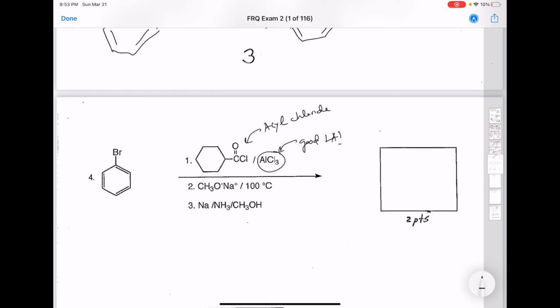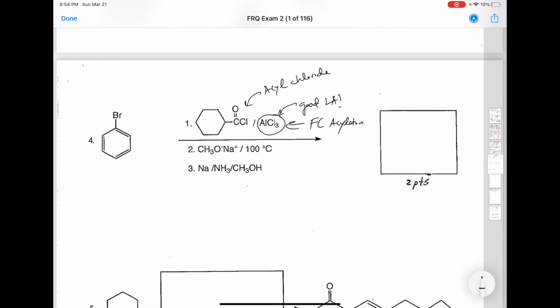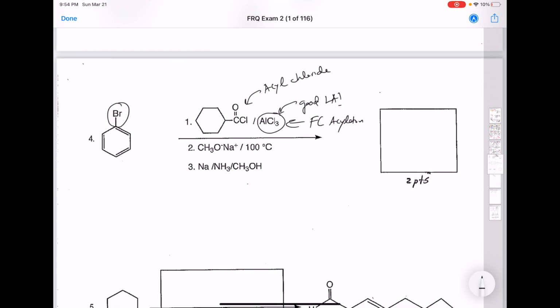And this acyl chloride, in combination with the Lewis acid, will allow us to perform a Friedel-Crafts acylation reaction. I won't go through the mechanism, but we're basically going to place it on this benzene. But remember, it's a monosubstituted benzene, and this benzene has a substituent.